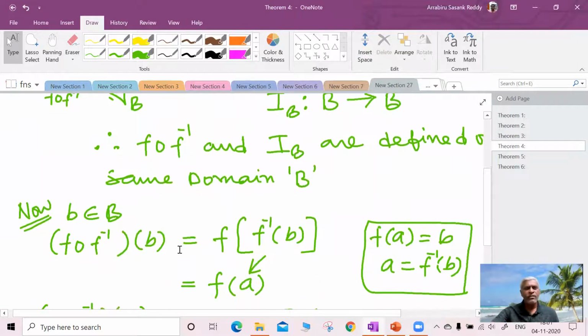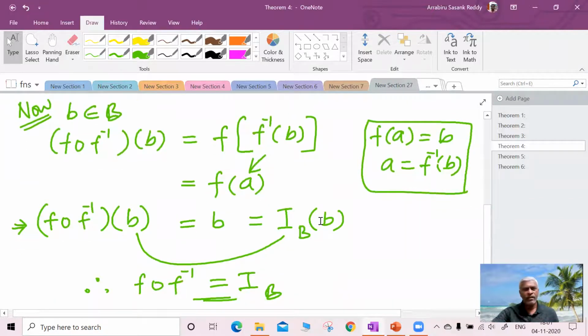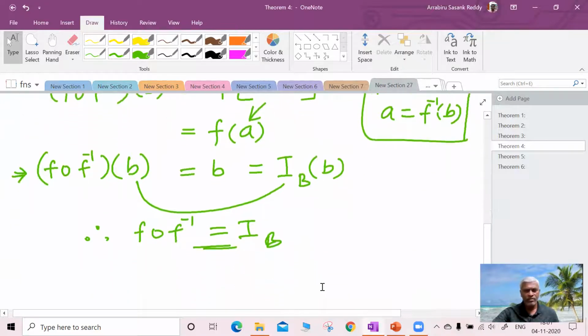So in this way they are defined on the same domain B, and the range is also equal. Therefore, these two are equal.